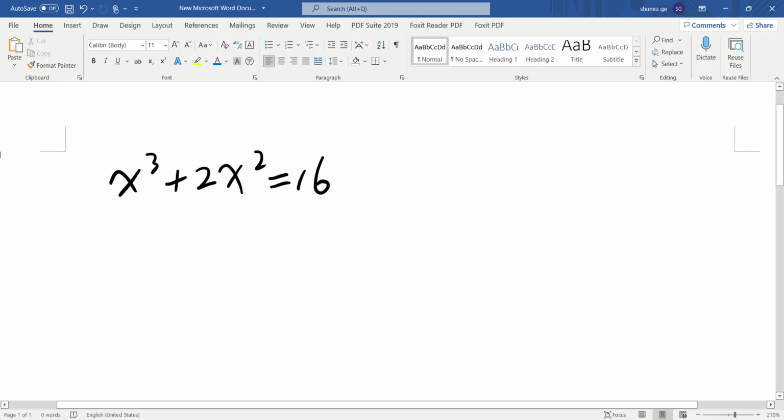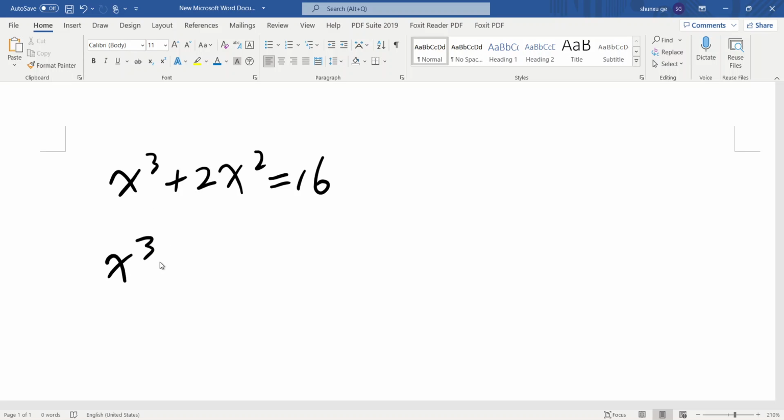Okay, now we solve this equation. What is x? So we first observe. So x is 2, 3. So we should take some number from 16 to become to x to 3. Okay, we do that.